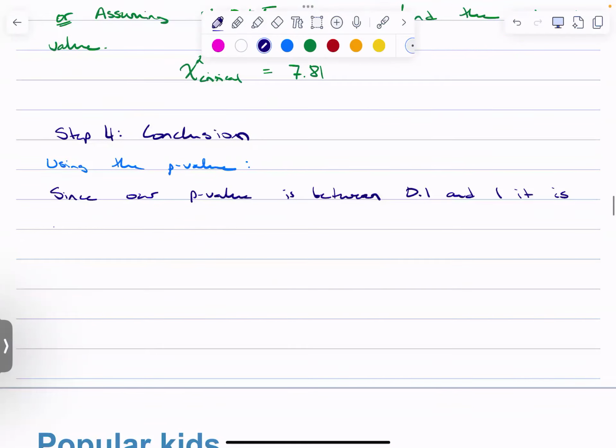It is not less than the alpha level of 0.05. Now it's really important that you showcase that you know what the p-value is and you say what the alpha level is that you're comparing it to, right?